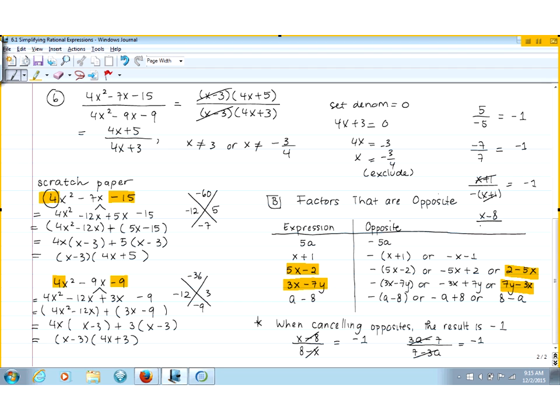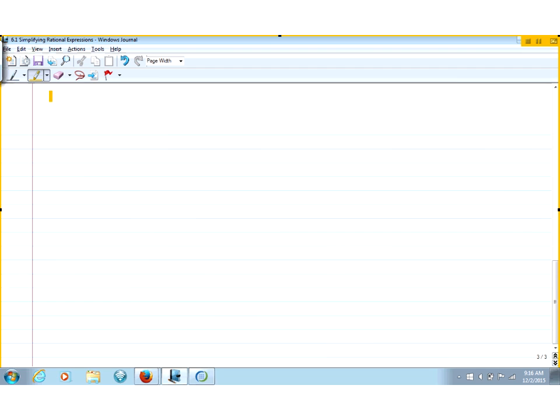Or if you have x minus 8 divided by negative of x minus 8, which is 8 minus x, when you cancel, what do you have here? -1. Okay? 8 minus x is the same as negative of x minus 8. So when you're canceling opposites, the result is -1. Good? Alright, so now let's do some of them.